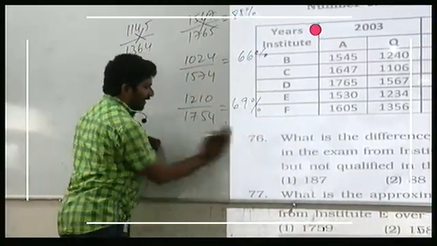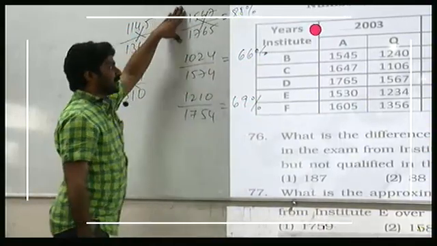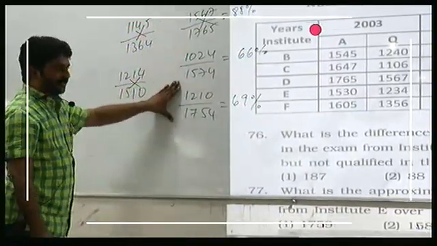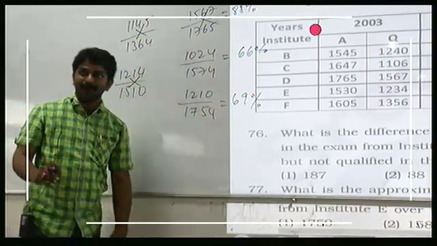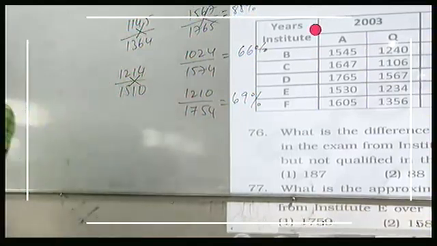So where exactly do we have the least value? This is 2003, 2004, 2005. Where exactly do we have the least qualified students percentage? 2004.